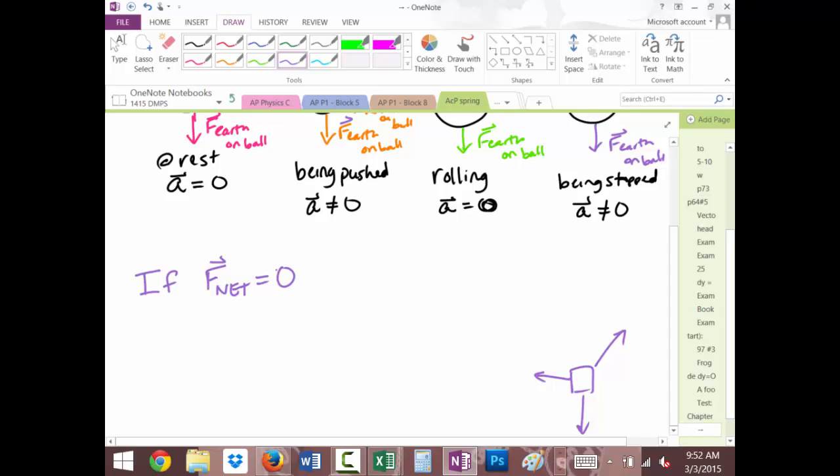Is that okay? Could it be moving? It could be moving. I'm going to put that in parentheses because that's important. But it could be moving. We just know that if it's moving, it's moving at a what? Constant rate. Does that make sense to everybody? Okay. So if the net force equals 0, then we know the acceleration is 0. That's not that mind-blowing of an idea, I don't think.